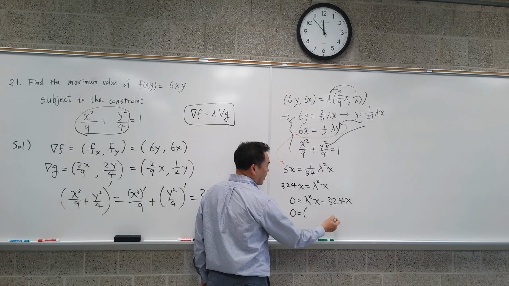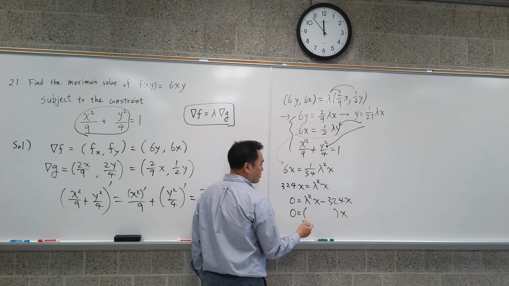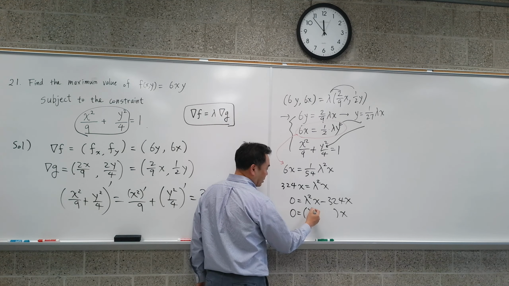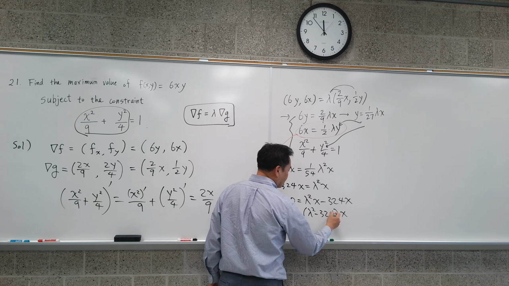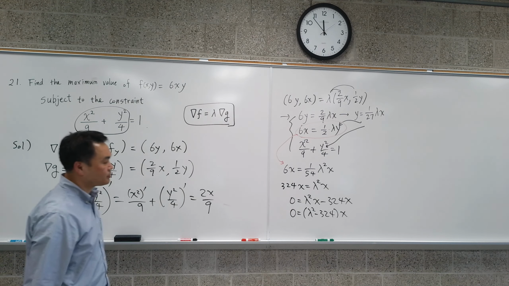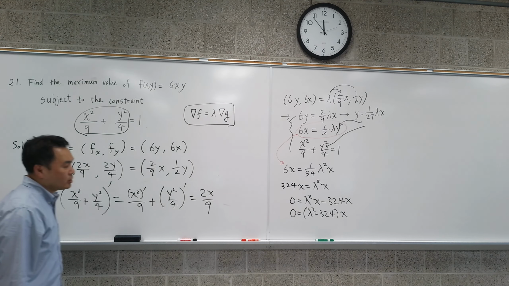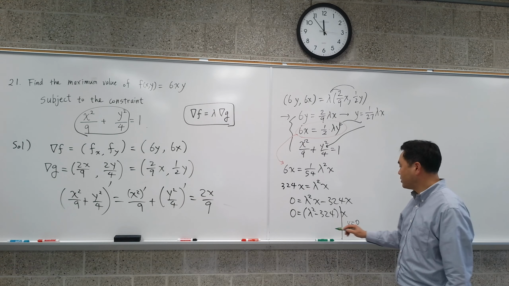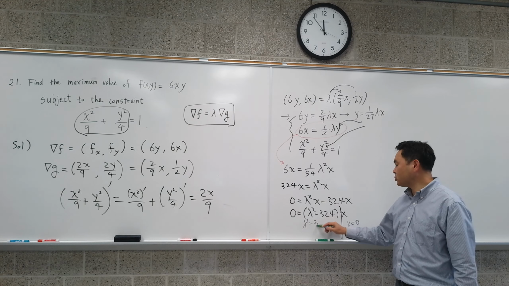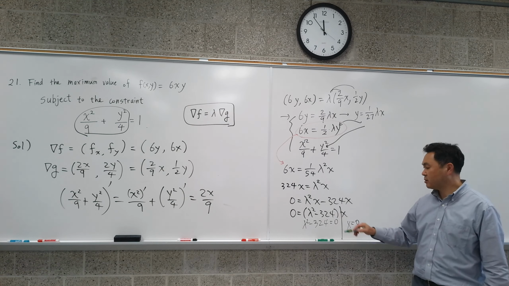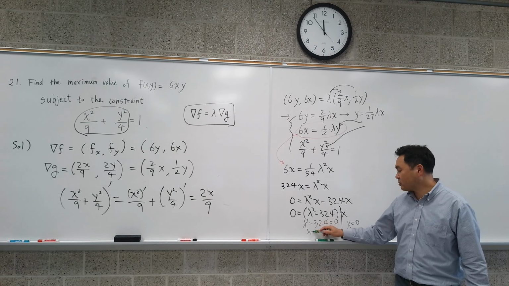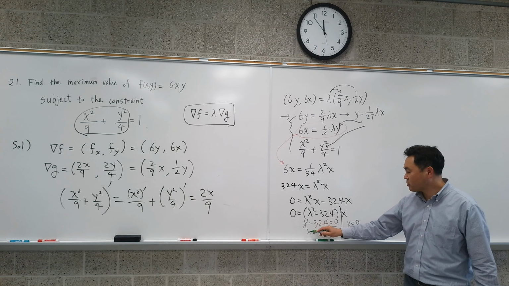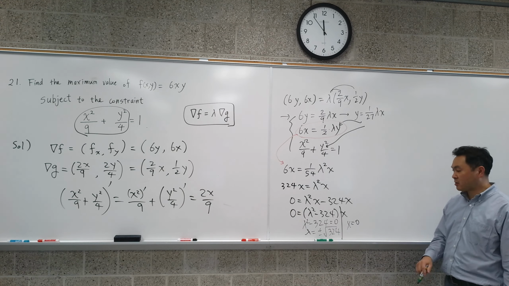You can factor an x out, right? You can factor an x out, and what that means is you get x times (lambda squared minus 324). And therefore, either x is 0, or lambda squared minus 324 is 0, and that means lambda is plus or minus the square root of 324. Now we can further simplify this, but let's leave it at that.